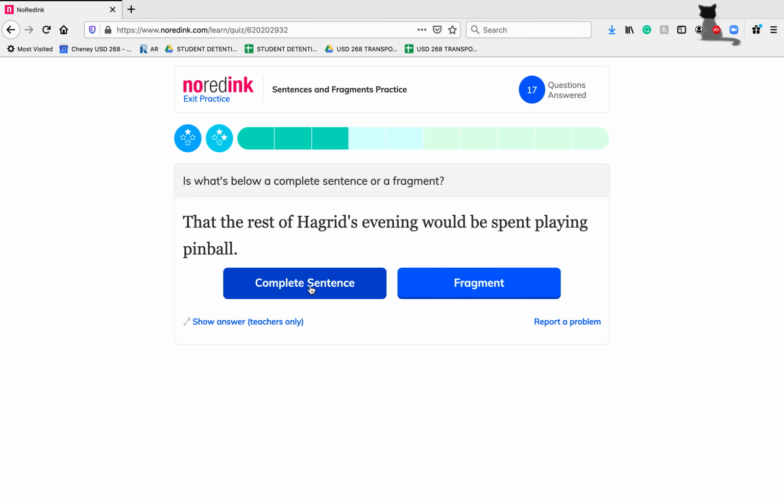That the rest of Hagrid's evening would be spent playing pinball. This doesn't quite make sense. We don't know what's happening because of these things. So this one is a fragment.